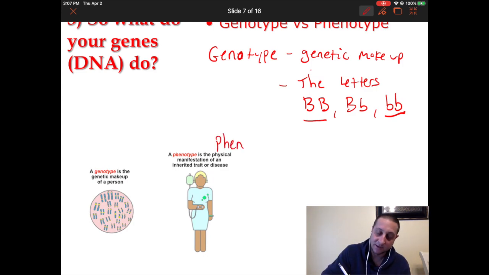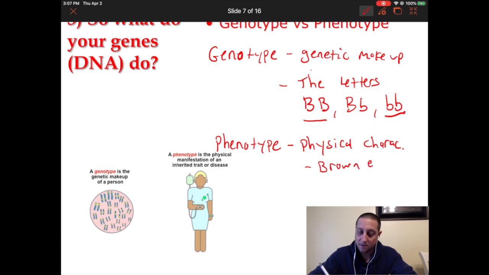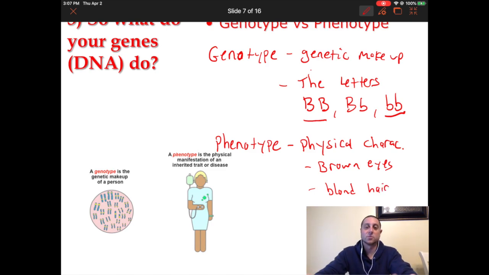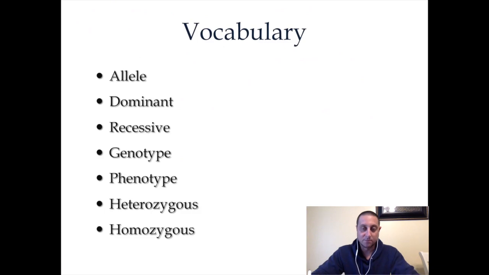Phenotype, on the other hand, that's my favorite because it's one of the easier ones to understand. Phenotype starts with P, H. This is the physical characteristics. So if big B means brown eyes, then that would be the trait there. Brown eyes, blonde hair. It's what's expressed. It's what you see. So for me, the phenotype, I was big T, really tall. That's sarcasm.